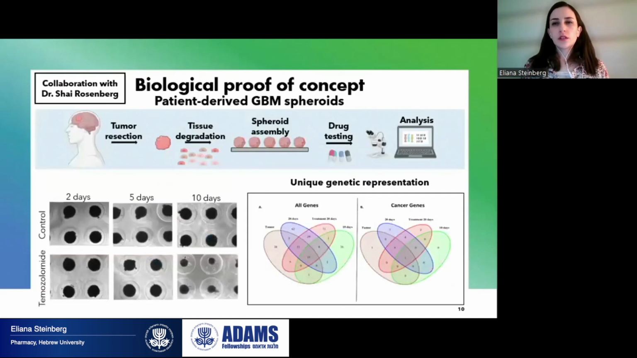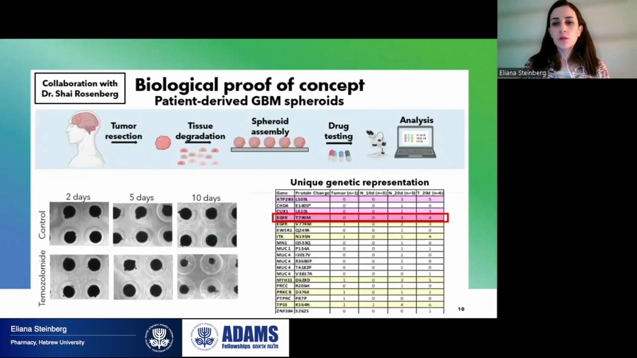In this last slide, I will quickly show you a very interesting experiment we conducted in collaboration with Dr. Shai Rosenberg, a neuro-oncologist and cancer genomics expert. This case involved a glioblastoma patient who tried many different lines of treatment, but was resistant to all of them and was eventually moved to a hospice. I received her biopsy, degraded it into single cells, and prepared spheroids from them. We performed genomic analysis of the original tumor and spheroids. On the right, we can see a Venn diagram, which shows the preservation of the genomic landscape.